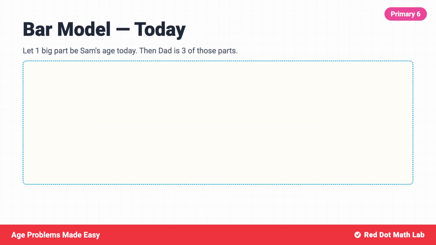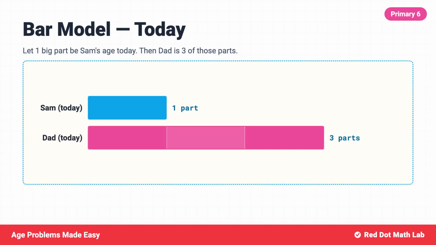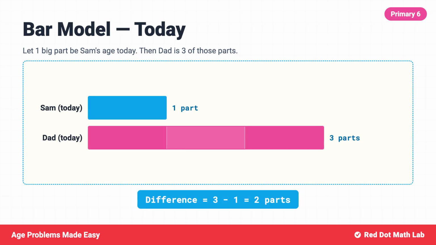Now let's draw the bar model for today. This time, let one part represent Sam's age today. So Sam is 1 part. Dad is 3 times as old, so Dad is 3 parts long. The difference today is 3 parts minus 1 part, which equals 2 parts. So today, the difference is 2 parts.